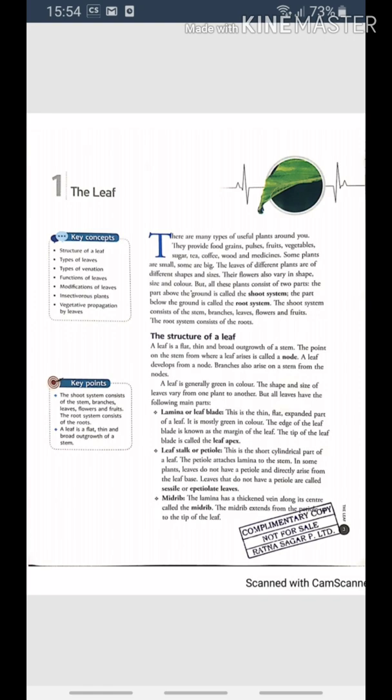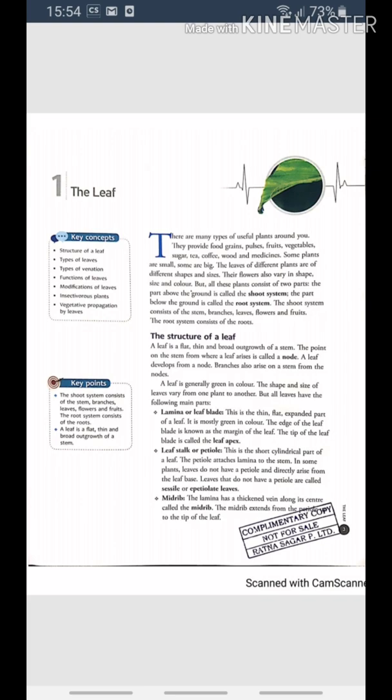The part above the ground is called the shoot system. The part below the ground is called the root system. The shoot system consists of the stem, branches, leaves, flowers, and fruits. The root system consists of the roots.